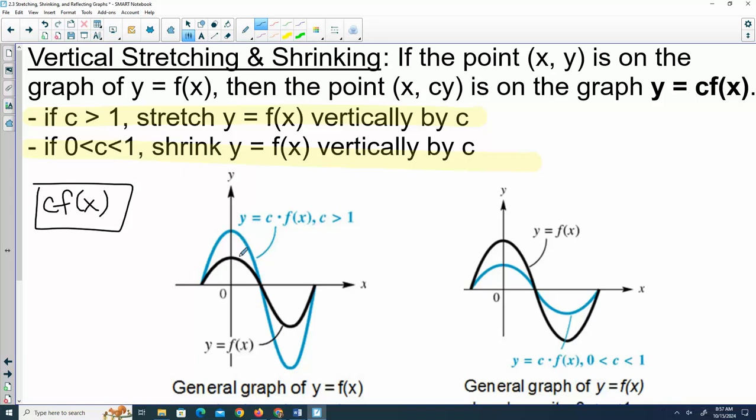And this picture just shows us an illustration. The black one here was my original, and when I took it times a number bigger than 1, it got taller. And on this one, the black is the original, and when I took it times something smaller than 1, it got shorter.